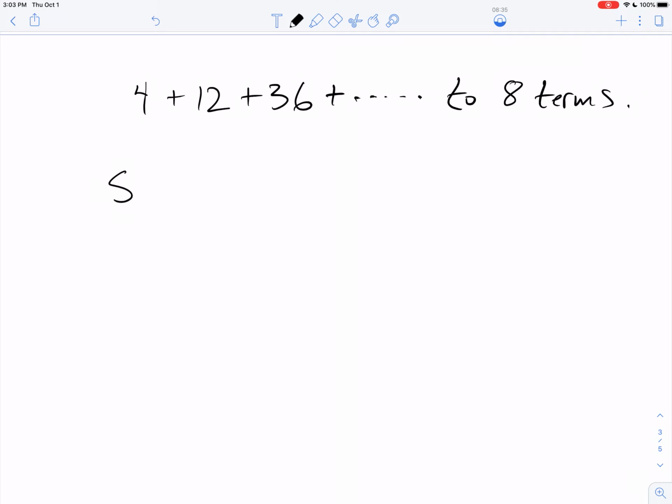But I want to practice using the formula, so I would say the 8th partial sum is equal to, now what do I need? Well, I need A1, I already see N, what's R? Take any number in the list, divide by the one that came before it, and in this case you get R is 3. They want me to add up 8 terms, and my first term is 4.